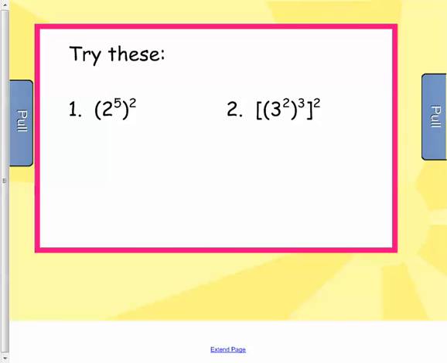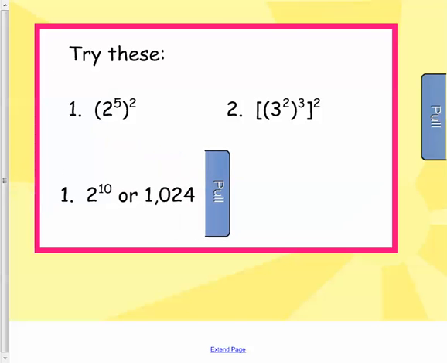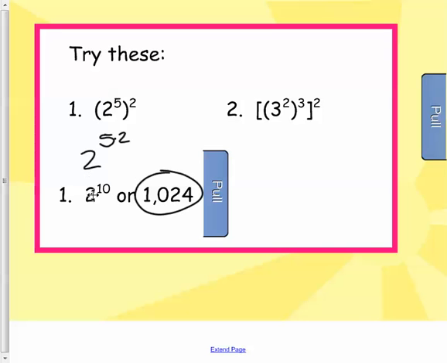You try these. Be careful with number 2. I'm throwing something extra in there. It follows order of operations. Okay, I'm going to show you what I would have done. I would have taken my 5 times 2 and gotten 10. Or if we evaluate it, remember this is the exponent version, this is the evaluated version, 1024.